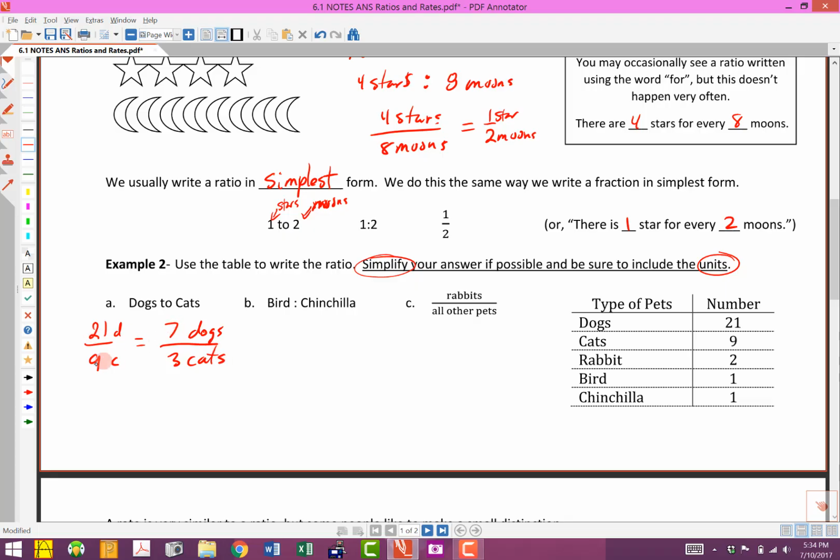So 3 goes in here 7 times, 3 goes in here 3 times, so 7 dogs for every 3 cats. So that would be the simplified ratio. Let's do birds to chinchillas. So a bird to chinchilla.